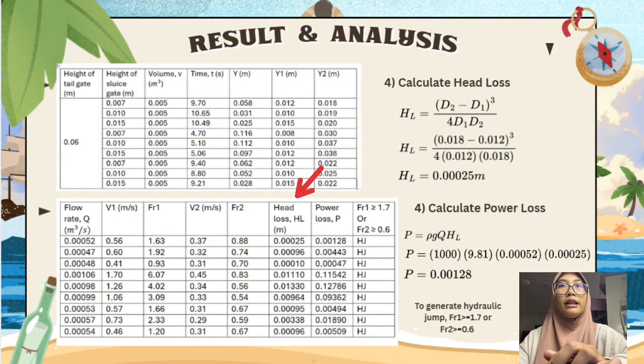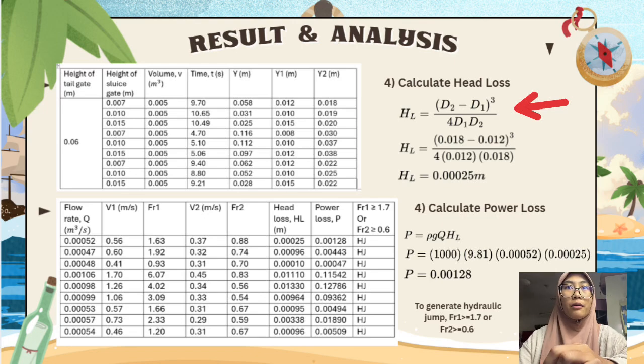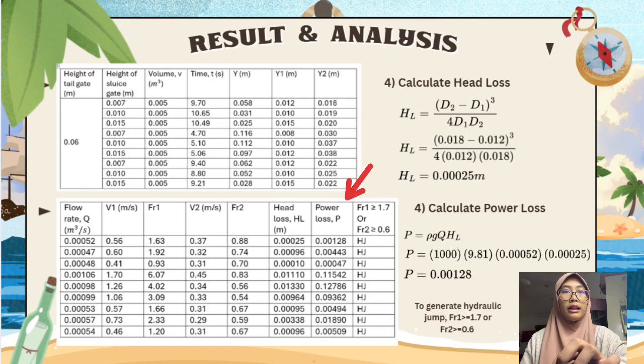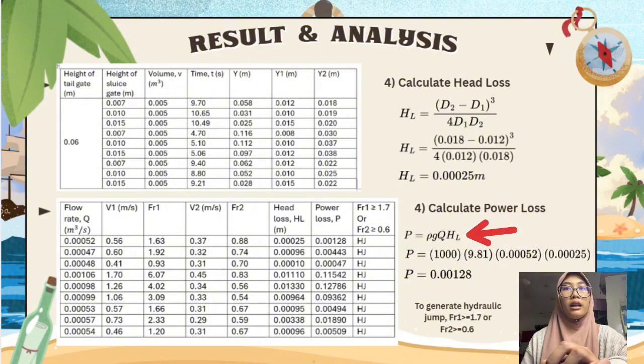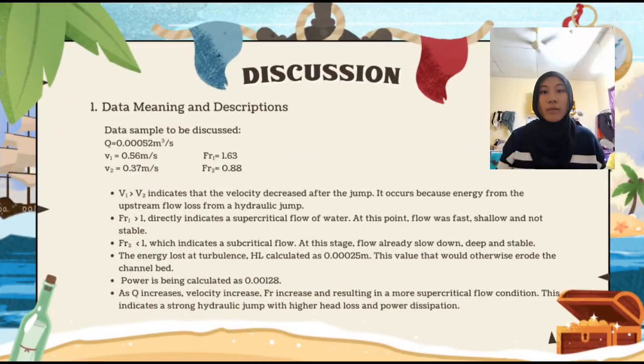Next, we need to calculate the head loss. We use the formula of open bracket D2 minus D1 close bracket to the power of 3 divided by 4 D1 multiplied by D2. Lastly, we need to calculate the power loss. We use the formula P equals rho, 1000, times G, gravity, 9.81, multiplied by Q, multiplied by HL, which is head loss. We are now focusing on the discussion part.